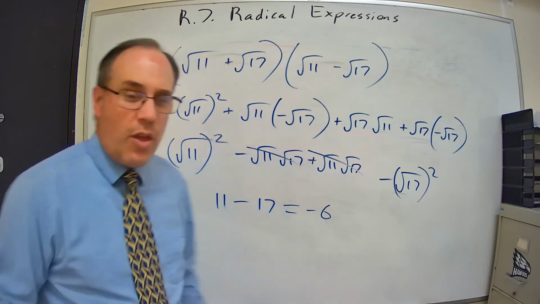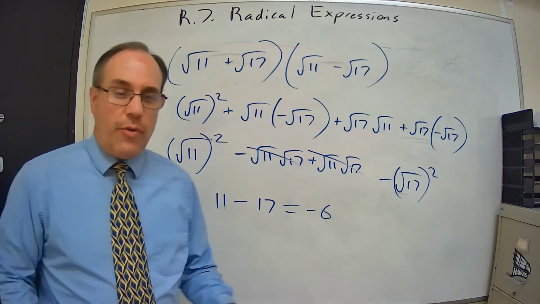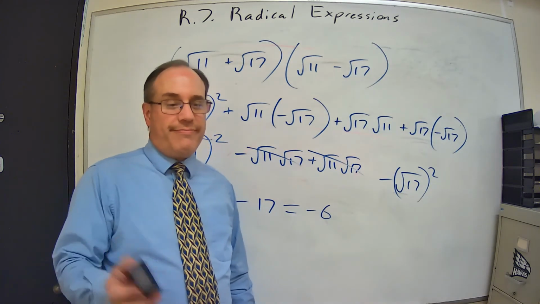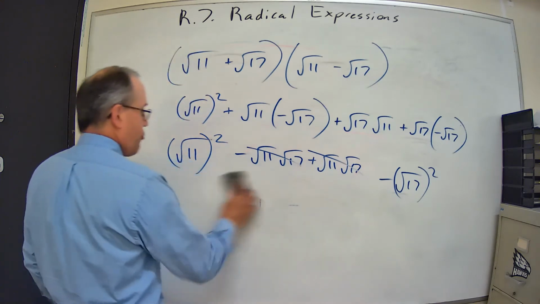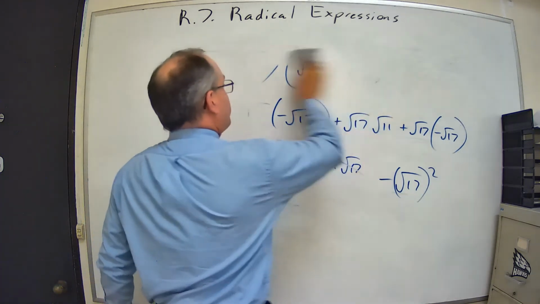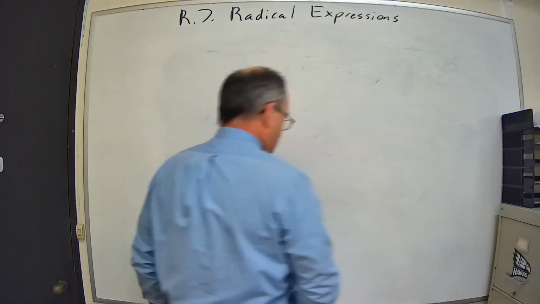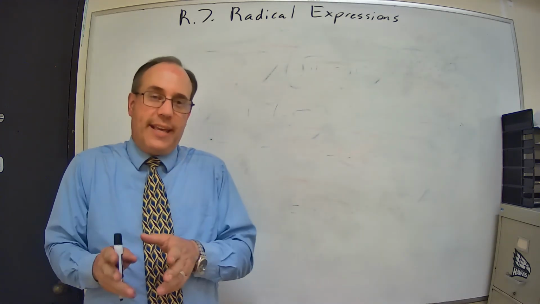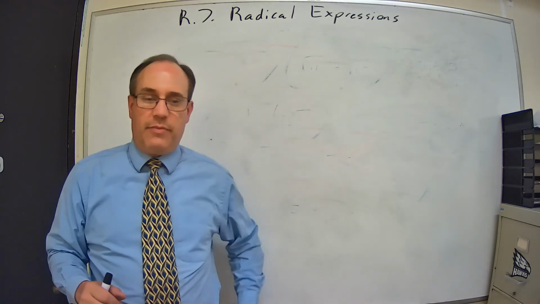Okay, what about rationalizing the denominator? And we actually already dealt with that. So I think I'm going to kind of skip over that right now because we did rationalize the denominator. Just remember that when you rationalize a denominator, you're trying to make the power of the radicand match the index associated with the radicand.